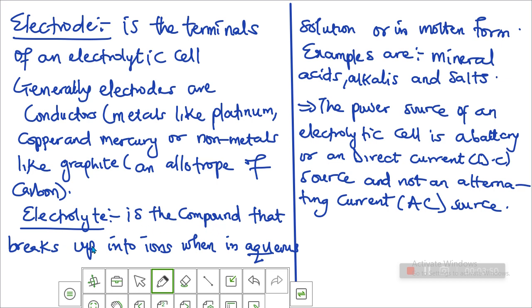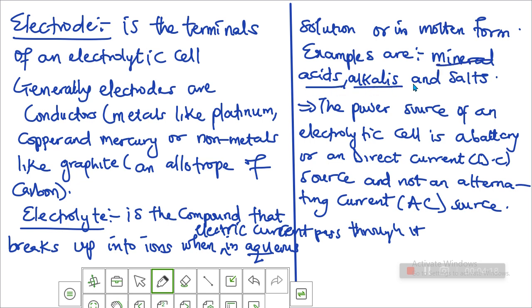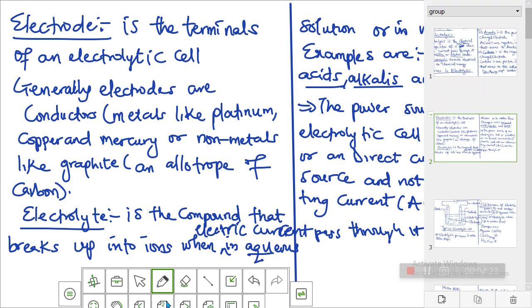Now let's go to electrolytes. An electrolyte is a compound that breaks up into ions when in aqueous solution, or when electric current passes through it. Sorry for making some mistakes. Examples of electrolytes are mineral acids, alkalis and salts. Let me tell you this before we go on, because if I don't, it will be as if I didn't do anything.